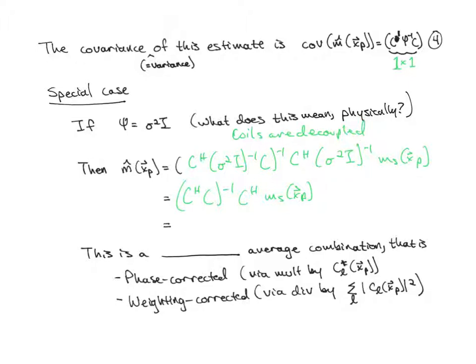So this simplifies in that step, and then we can give a more detailed analytic expression for it, where we have 1 over the sum of magnitude C sub L of xp squared times the sum over L of C sub L complex conjugate of xp times m sub s sub L of xp. Okay? So what this is called is a weighted average combination of the individual coil signals. And in this combination, what we get out of this is a phase-corrected signal, because we're multiplying each individual coil signal by the complex conjugate of its sensitivity, so we're removing the phase from the coil sensitivity. And then we're also removing the weighting of the coil sensitivities by dividing by their sum of squares.